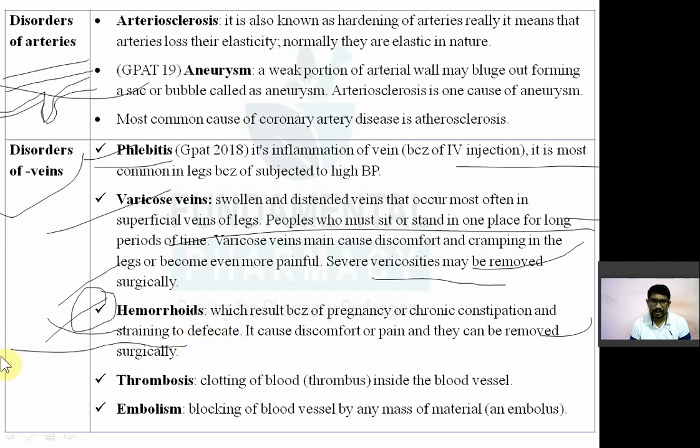So, thrombosis means what? Formation of a clot of blood inside the blood vessel is known as thrombosis. Embolism means what? Movement of that thrombus into various blood vessels. Blocking of a blood vessel by any mass of material is known as embolus or embolism. Thromboembolism means a mass of blood clot plus other material that moves from one vein to another vein, known as thromboembolism.